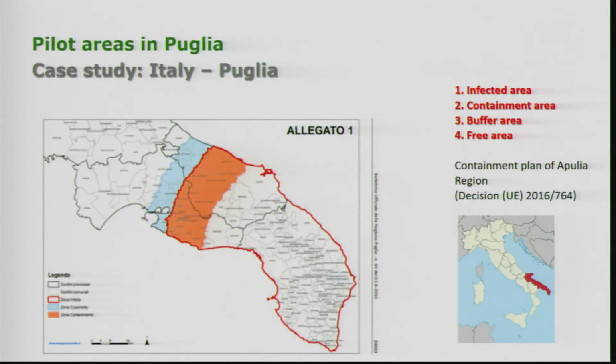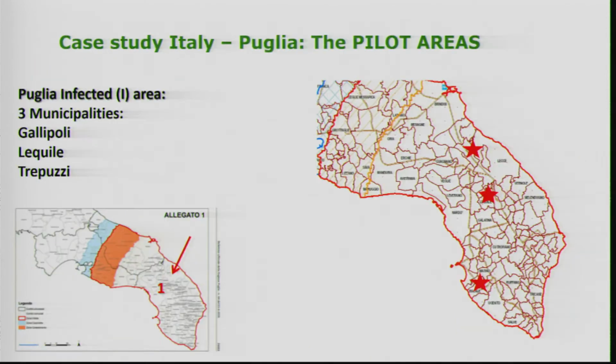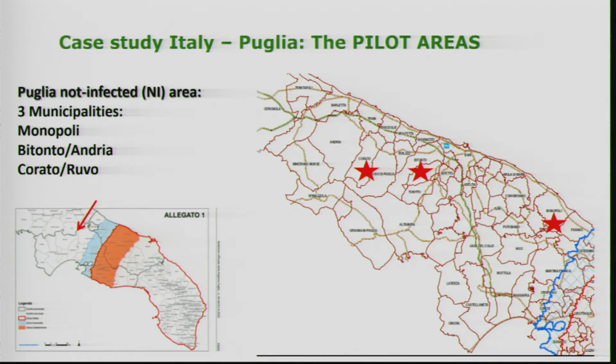So, as I said, we work in Puglia, and in Puglia we worked in the infected area and also in the non-infected area, although there are also the other two areas, the containment area and the buffer zone, in which we were going to work, but we did not have time yet to carry out the contacts and the interviews with the stakeholders. In the infected area, we worked on 3 pilot areas linked to the municipalities of Gallipoli, L'Aquila, and Trepuzzi, and in the not infected area, Monopoli, Bitonto, Andria, and Corato.